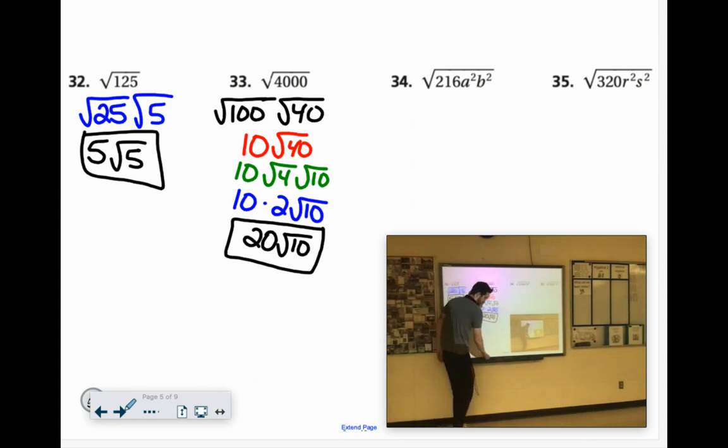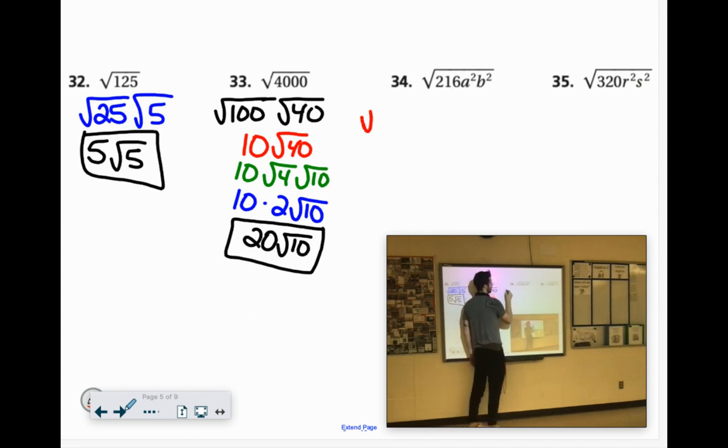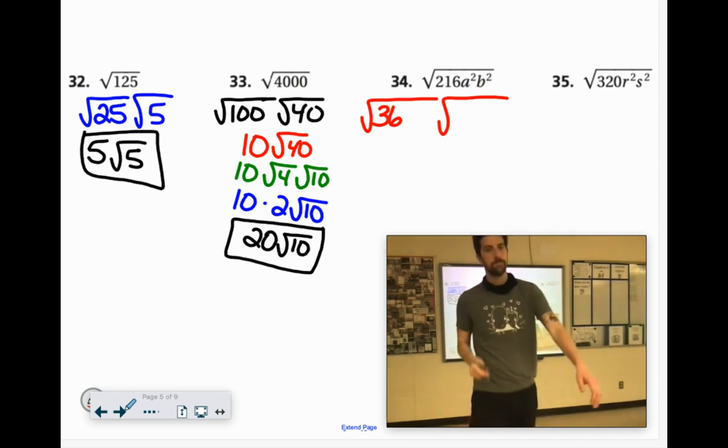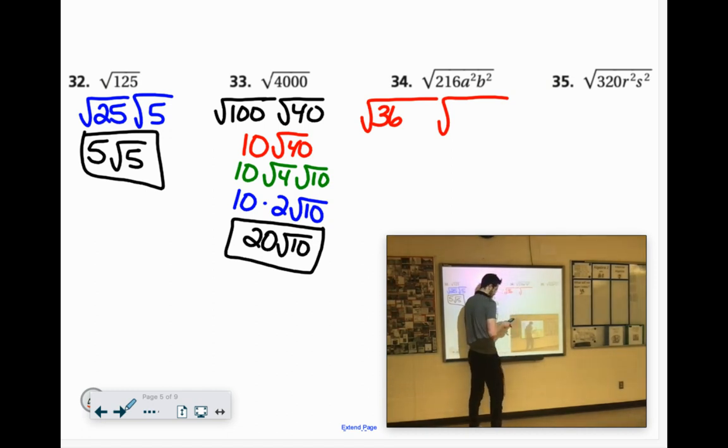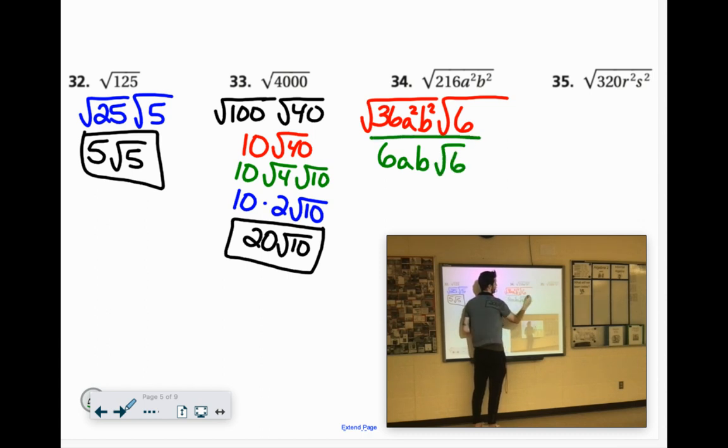All right, 216. That might be a perfect square. 108, 4. All right, I know 36 goes in there, so we'll start with that. 36 times, I don't know, 216 divided by 36, 6. All right. A squared is perfect. B squared is perfect. Square root of 36 is 6. Square root of a squared is a. Square root of b squared is b. You have your root 6 hanging out at the end.